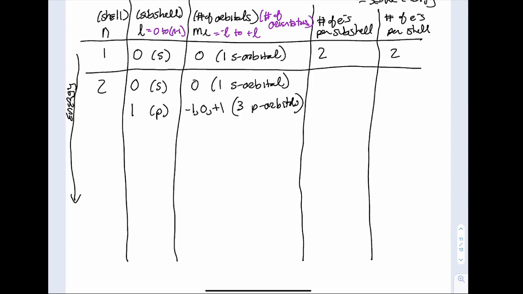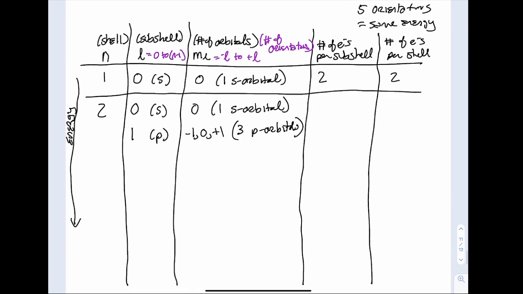Maybe we should have made this column, instead of values for m sub L, actually the number of orbitals. You don't have to erase this part if you don't want to, but I'm going to make that our main focus because it's going to get big. Sorry to change this on you. The part that's in parentheses isn't going to be in parentheses. If we want, we can add this in parentheses, but we're going to do the number of orbitals.